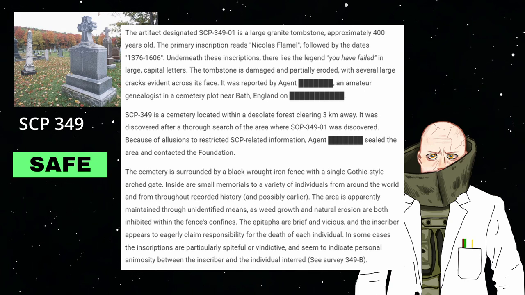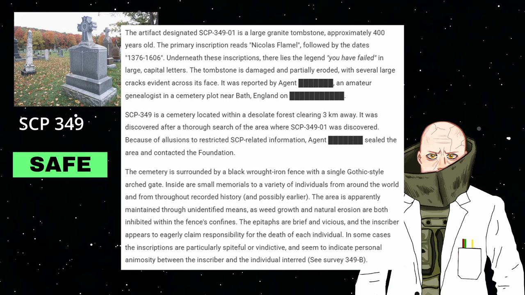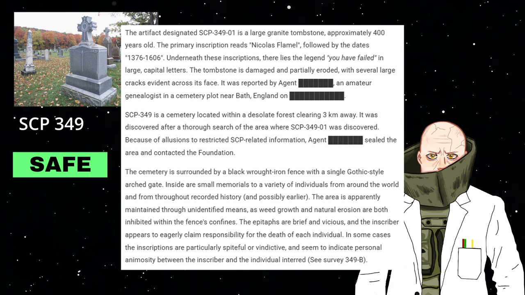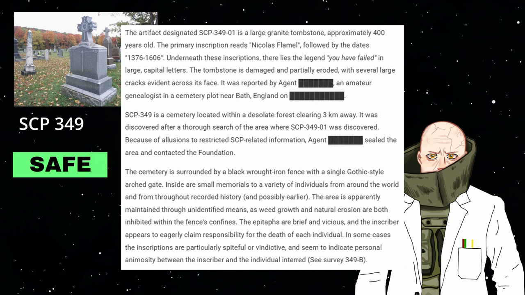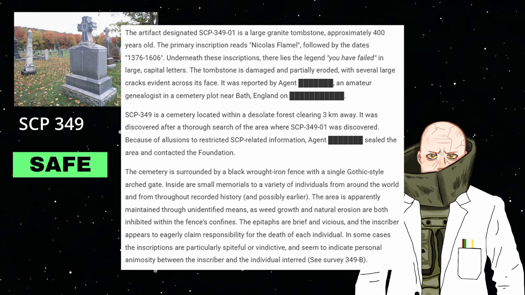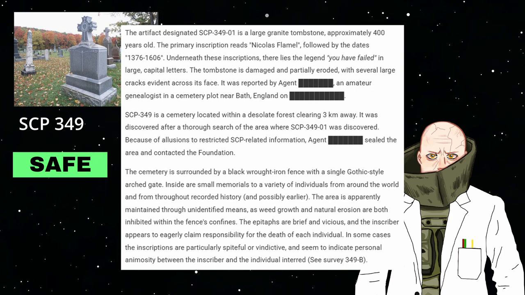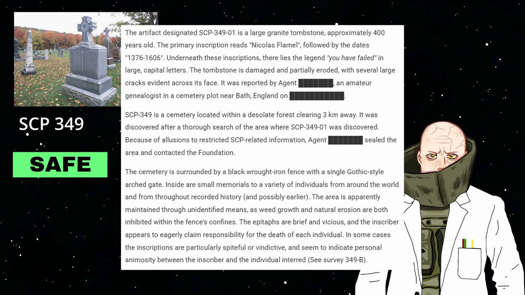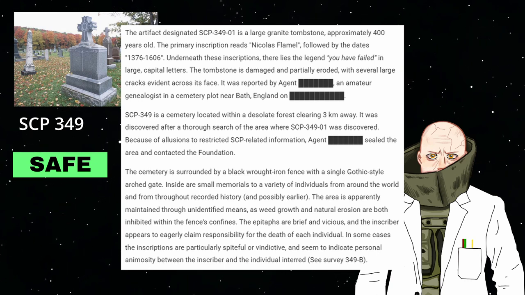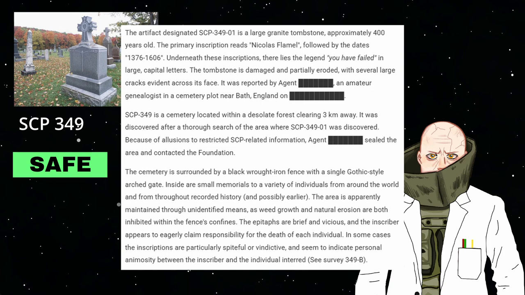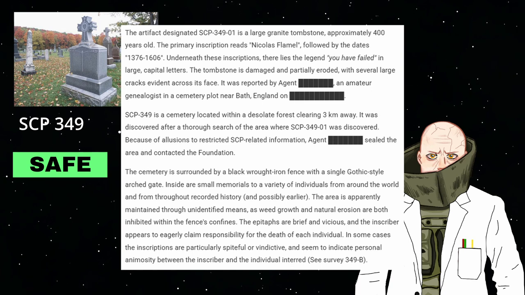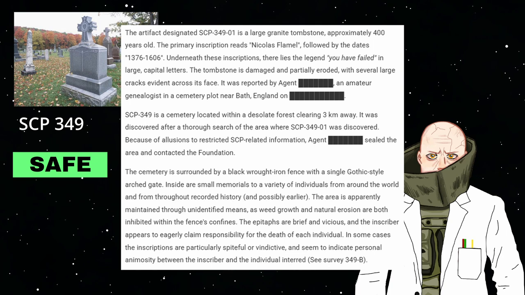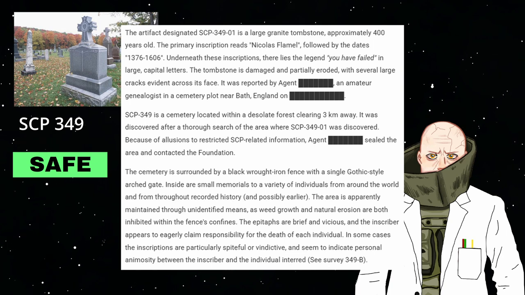Inside are small memorials to a variety of individuals from around the world and from throughout recorded history and possibly even earlier. The area is apparently maintained through unidentified means, as weed growth and natural erosions are both inhibited within the fence's confines. The epitaphs are brief and vicious, and the inscriber appears to eagerly claim responsibility for the death of each individual. In some cases, the inscriptions are partially spiteful or vindictive, and seem to indicate personal animosity between the inscriber and the individual interred.